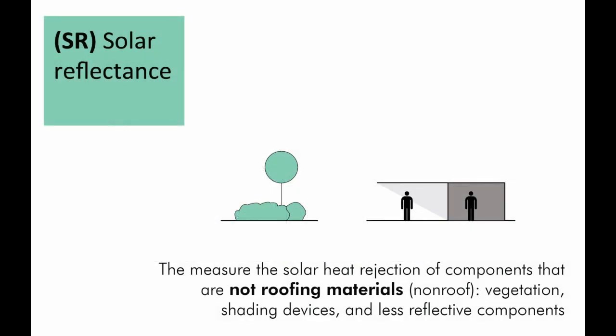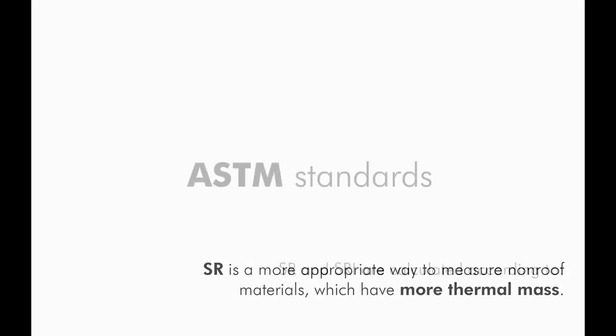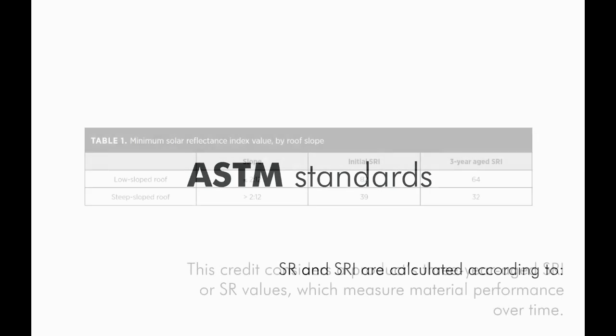Solar reflectance, or SR, is used to measure the solar heat rejection of components that are not roofing materials, or non-roof. For example, vegetation, shading devices, and other less reflective components. SR is a more appropriate way to measure non-roof materials, which have more thermal mass. It should be mentioned that both SR and SRI are calculated according to ASTM standards.